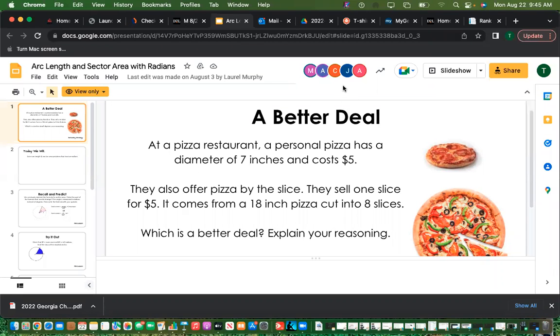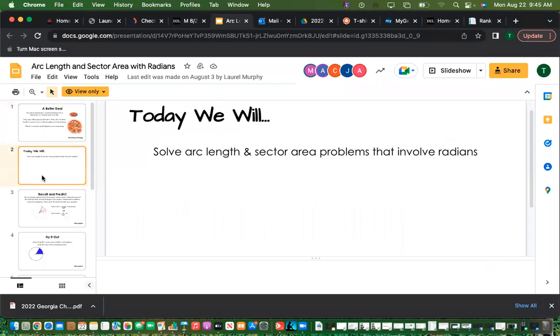hey friend, we're going to talk about area of a sector. Okay, so we're going to solve for the arc length and the area of a sector.